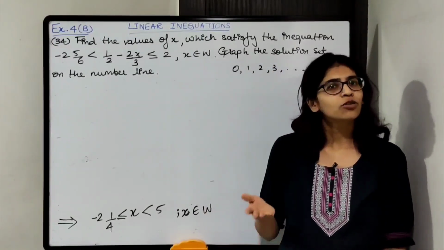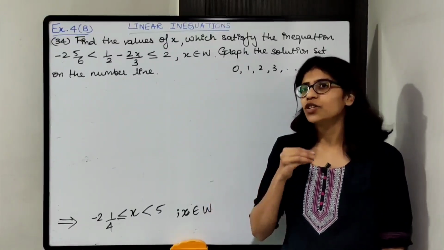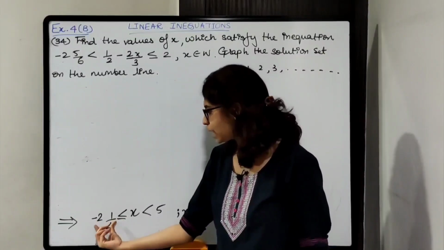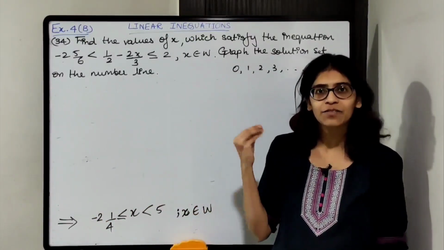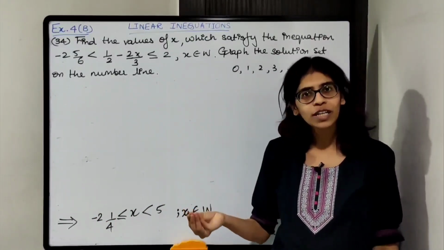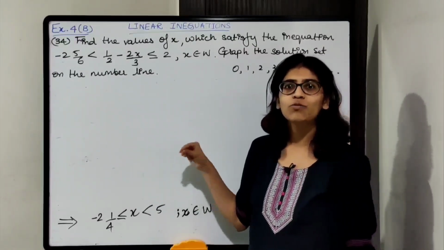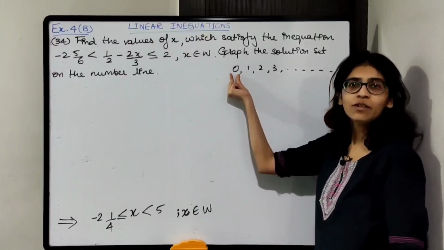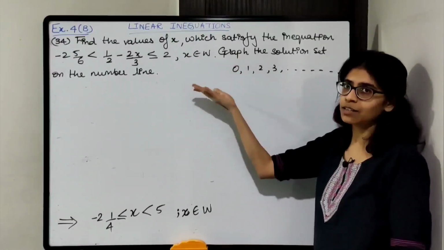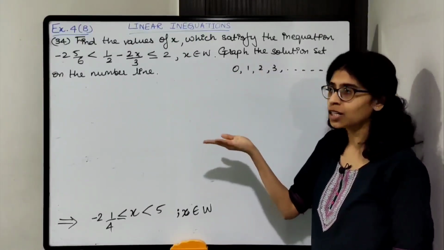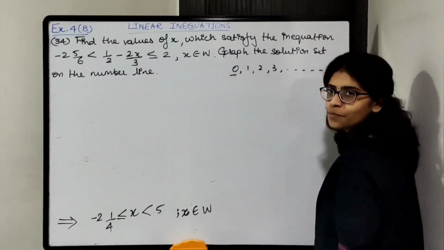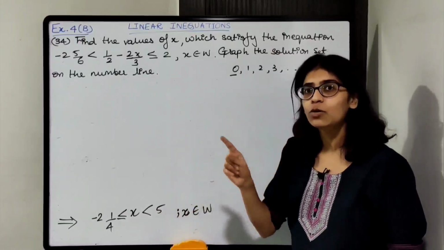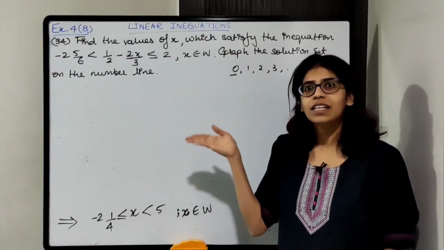Are negative numbers included? No. Are fractions included? No. So x is greater than or equal to minus 2 1 by 4. Negative numbers are there, so are we going to include negative numbers? No. Minus 2, minus 1, we will neglect all these and directly start from 0 because whole numbers do not have negative numbers, even fractions are not there. So we start from 0. Up to what range? It is less than 5, not even equal to 5. It is not equal to, it is less than 5.